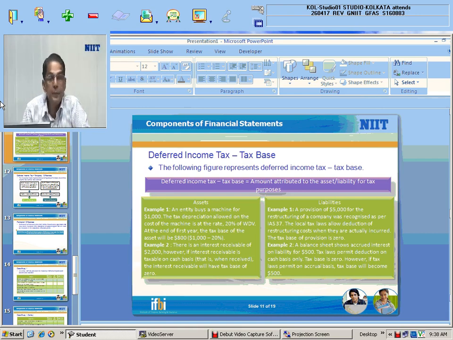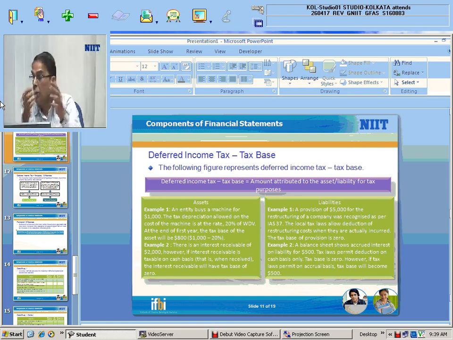Second example, there is an interest receivable of 2000 which appears as an asset in the books of the entity. However, if interest receivable is taxable only on cash basis, that means it will be taxed only when it is received. The interest receivable will have a tax base of 0 because it has not yet been received. Interest receivable is the amount of interest which is treated as income but not yet received. So we are treating it on an accrual basis.